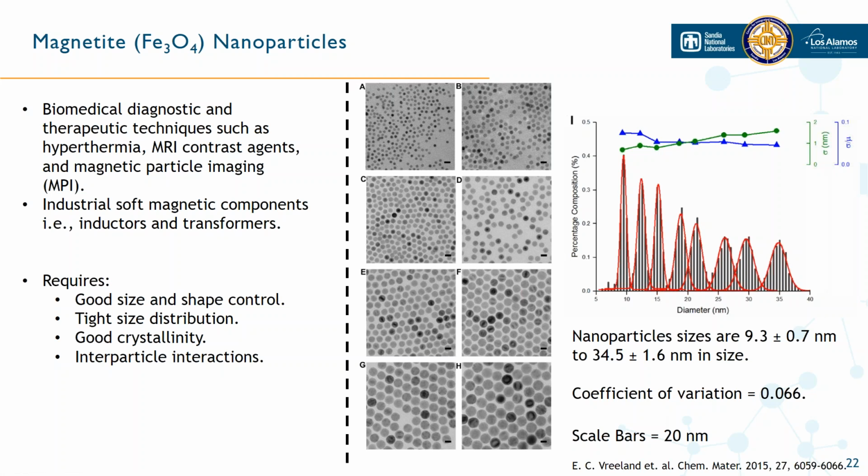In terms of size and shape control, we can get very good size and shape control down to a very low coefficient of variation. We can control the size and shape predictably and reproducibly, as shown on the right here.